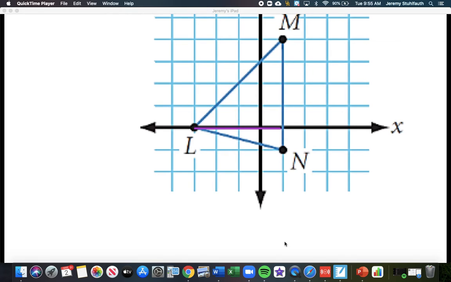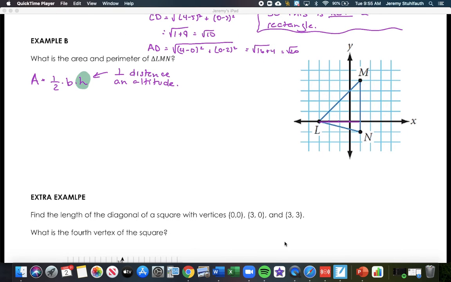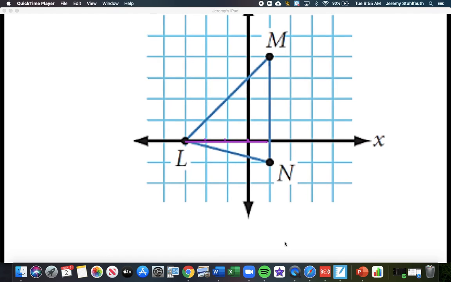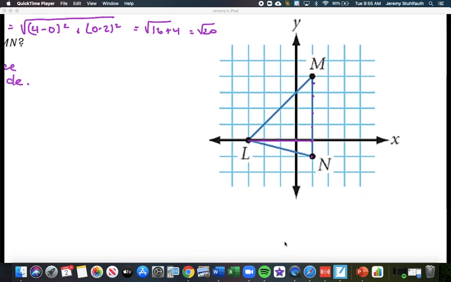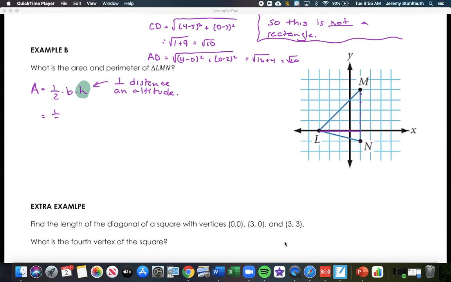So that would be 1, 2, 3, 4. So this triangle has a height of 4. So h is 4, and then our base is the distance from M to N. So 1, 2, 3, 4, 5. So we have 1/2 times 5 times 4, which gives us an area of 10 units squared.